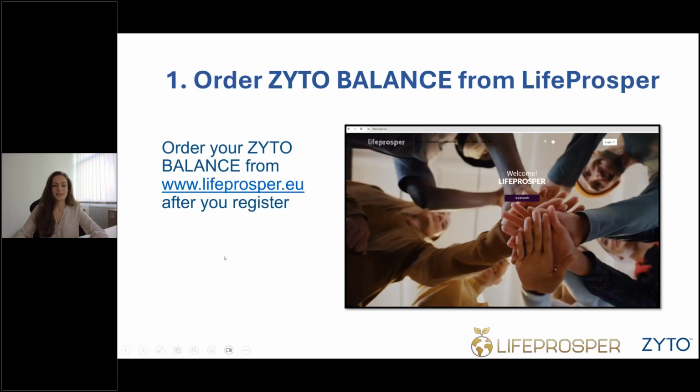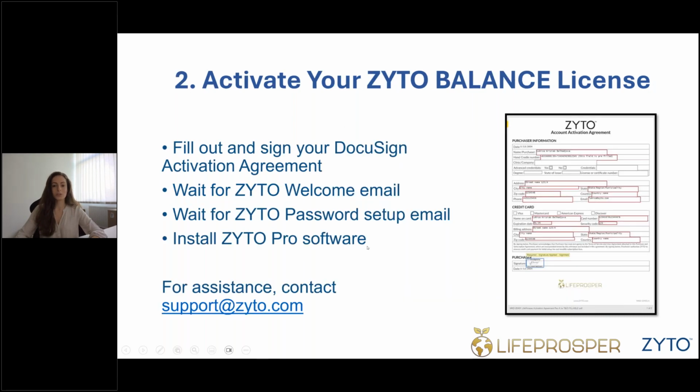So here, this is the website where you can order your Zyto Balance from. It is lifeprosper.eu. When you click on this and when you register, you'll be able to order your Zyto Balance from there. And then Lifeprosper is going to ship the hand cradle to you. In the meantime, you can focus on step number 2, which is to activate your Zyto Balance license.